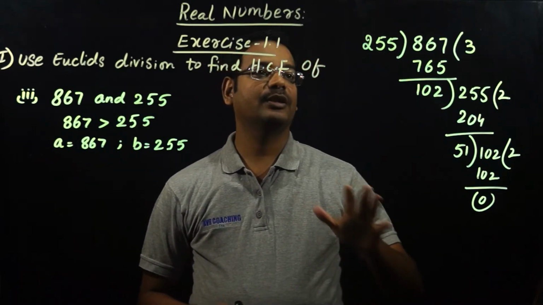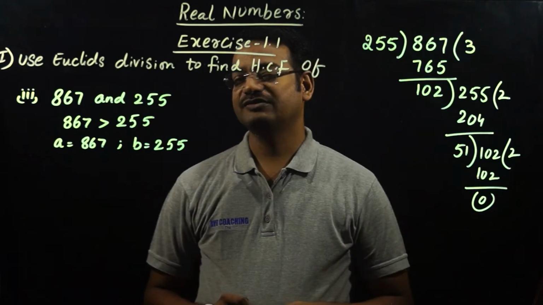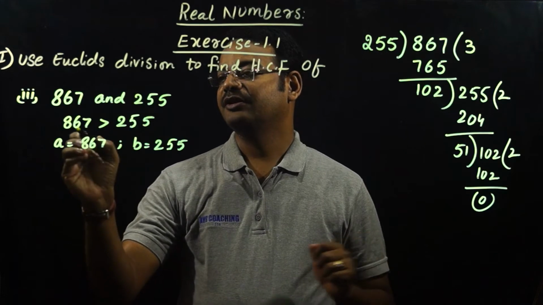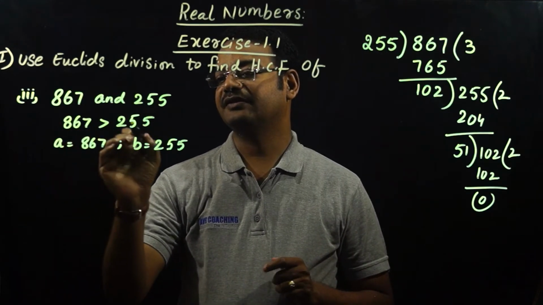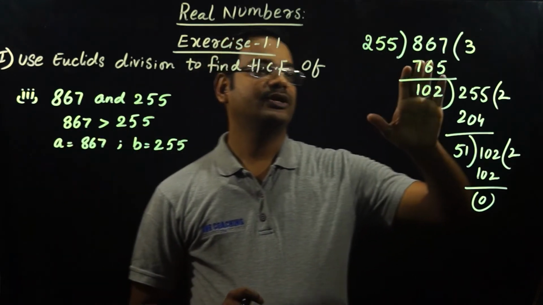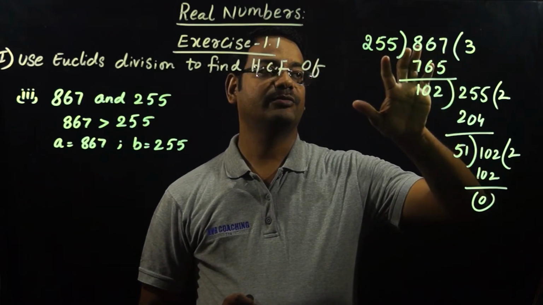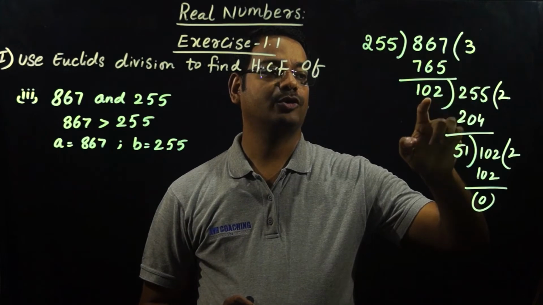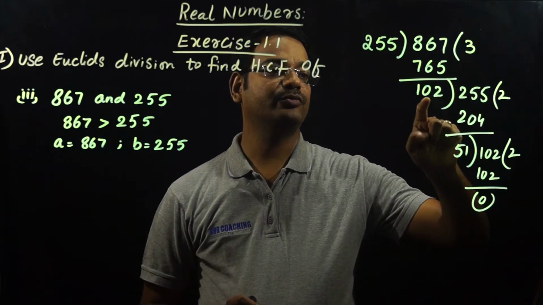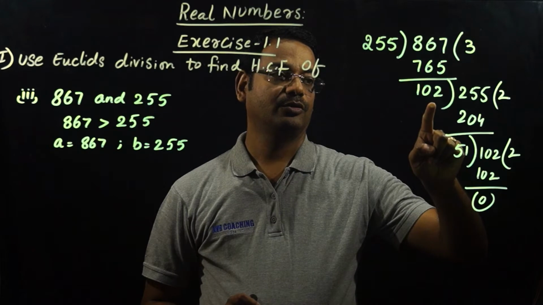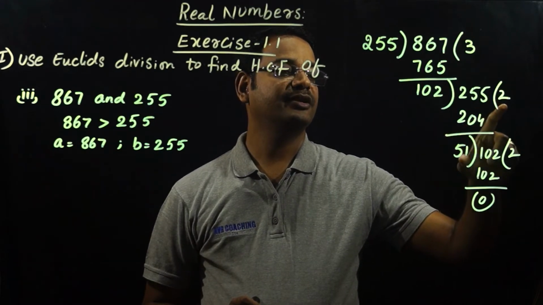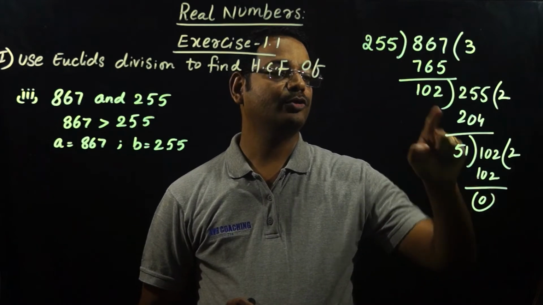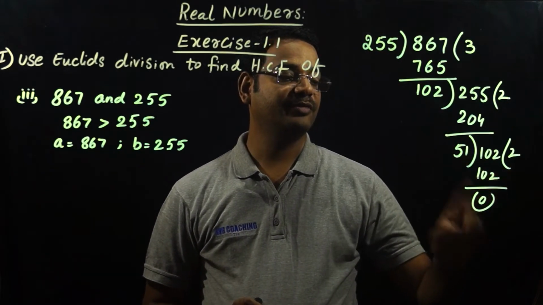So as usual, we'll apply the division algorithm. Before applying it, we'll decide which is the largest number. Here 867 is greater than 255, so we'll divide 867 by 255. The quotient is 3 and the remainder is 102. Since the remainder is not equal to 0, we'll divide 255 by 102 and the remainder is 51. Again the remainder is not equal to 0, so we divide 102 by 51 and we get remainder 0.